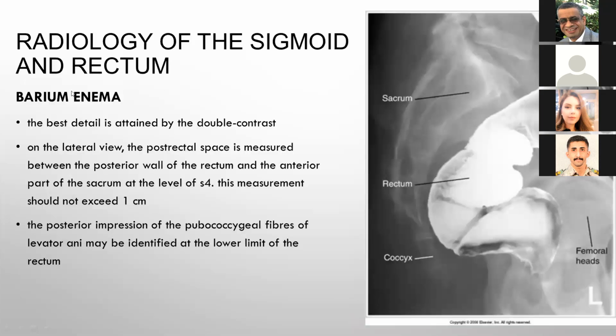The second one is barium enema, with the best detail attained by double contrast. On the lateral view, the post-rectal space is measured between the posterior wall of the rectum and the anterior part of the sacrum at the level of S3. This measurement should not exceed 1 cm. The posterior impression of the pubococcygeal fibers of the levator ani may be identified at the lower limit of the rectum.